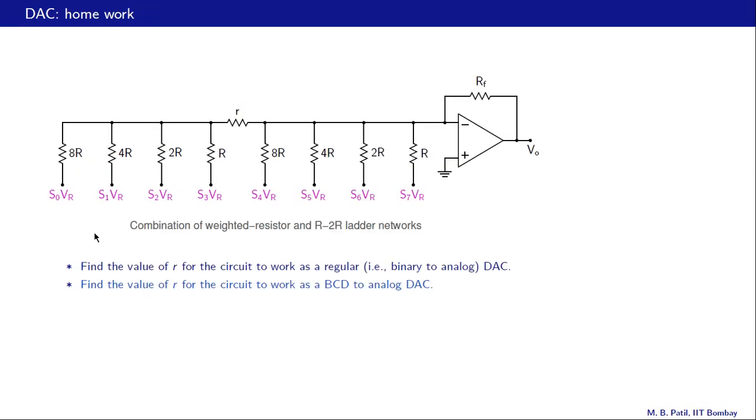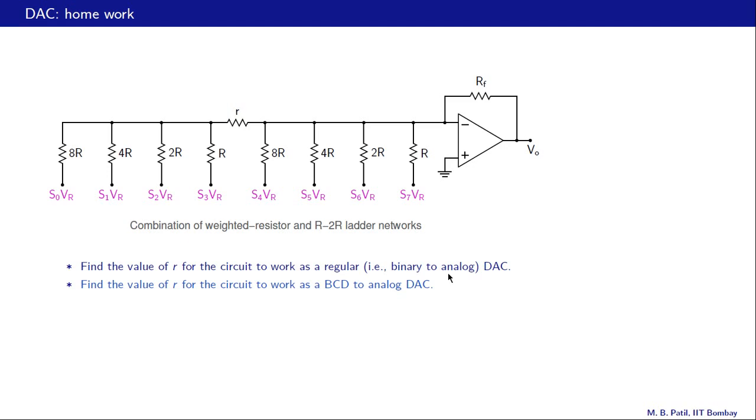Here is some homework for you. In this circuit, we have a combination of weighted resistor and R2R ladder networks. So here is our weighted resistor array, R, 2R, 4R, 8R, also here, R, 2R, 4R, 8R. And you need to find the value of R, this small r here, for the circuit to work as a regular DAC, that is binary to analog.